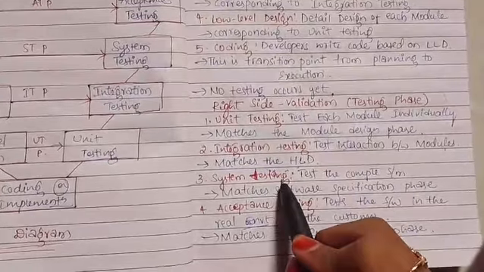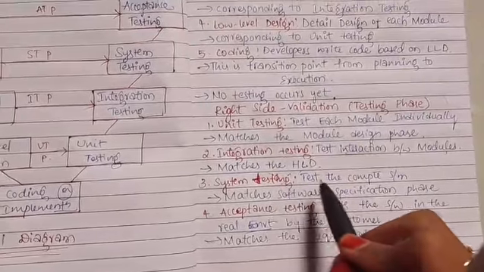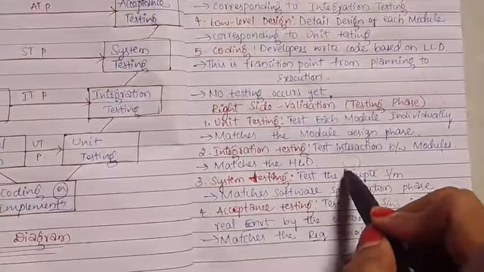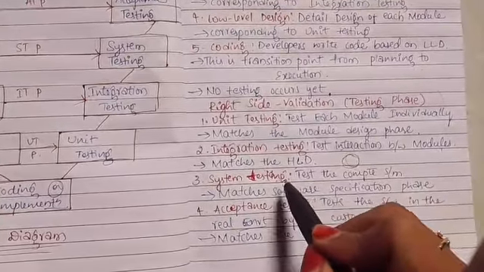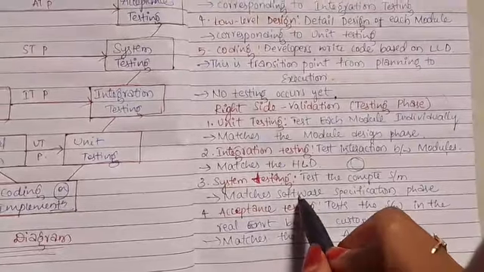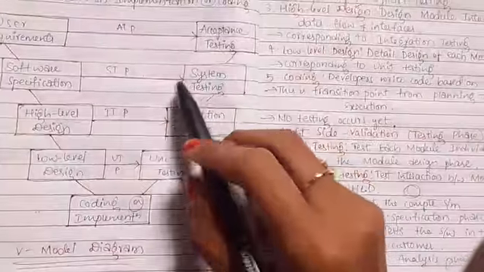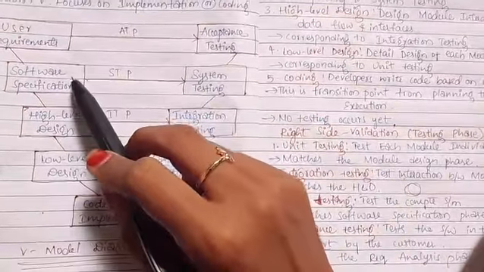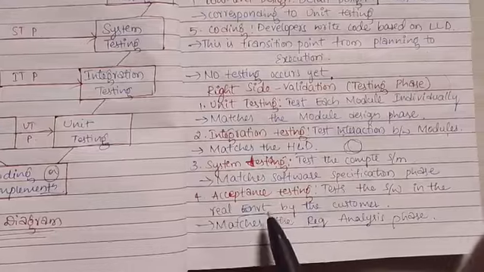And the third one is system testing. It will test the complete system. The complete system testing will happen in system testing, and it matches the software specification phase.